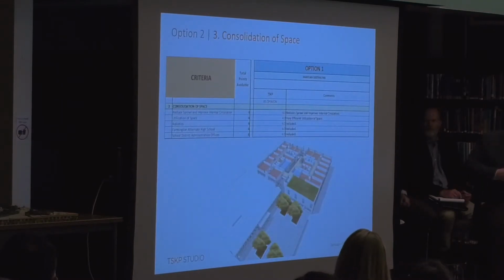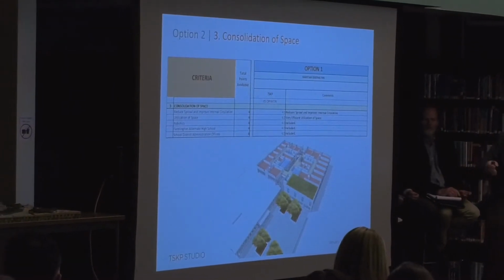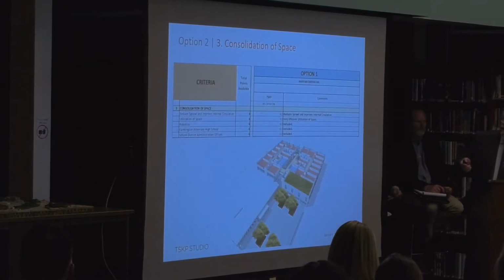Next is consolidation of space. Well, we have created very compact spaces. We've reduced the sprawl. We've improved the internal circulation. This diagram illustrates how those classroom clusters, those learning communities, are nested together. So there's a very efficient arrangement of space. And all of the other items on this list, such as robotics, the alternative high school program, central office, they're all included in this program.